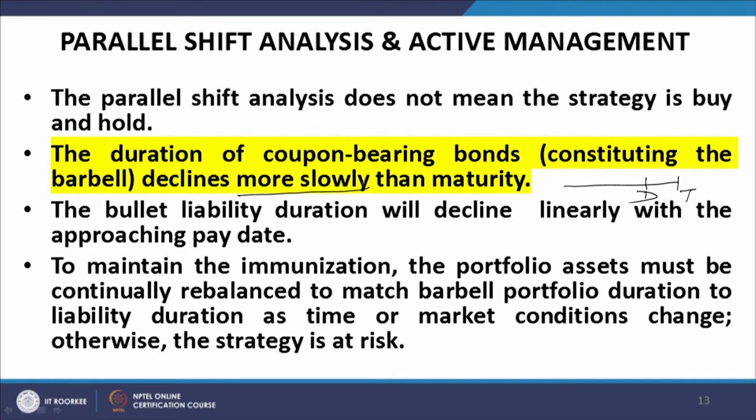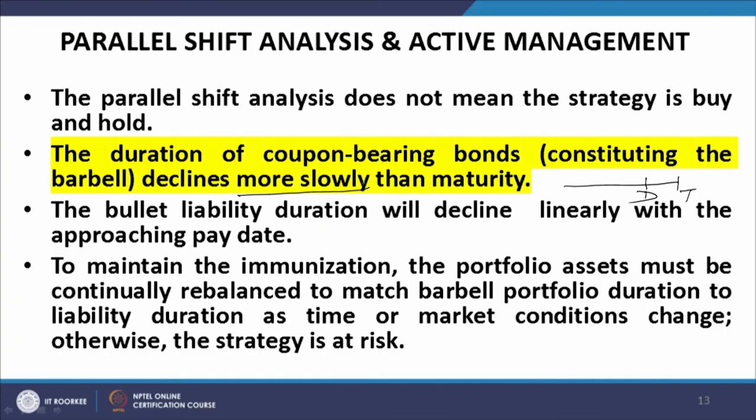To maintain the immunization, the portfolio assets must continually be rebalanced to match barbell portfolio duration to liability duration. Because the duration is a dynamic concept, it changes with the passage of time, and the strategy that we have talked about is not necessarily a passive strategy. You have to look at the durations matching of the barbell asset and the bullet liability at periodical intervals, and see that the gap between them does not become significantly large. Because if that gap becomes significantly large, the immunization will break down. So, that is precisely what is mentioned in this paragraph. To maintain the immunization, the portfolio assets must be continually rebalanced to match barbell portfolio duration to liability duration as time or market conditions change. Otherwise, the strategy is at risk.